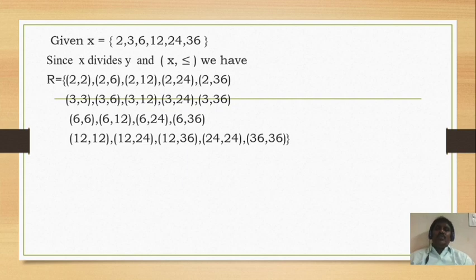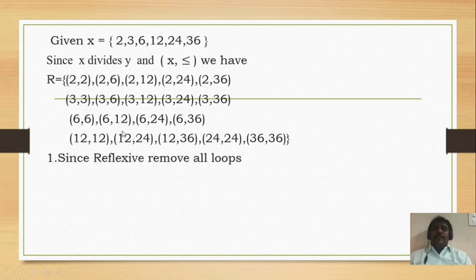Now 36 is also having only one case, that is 36 comma 36. Our condition is less than or equal to and x divides y. So these are the conditions, and these are the values of the relation. So first of all we have to see that the first condition of a Hasse diagram is we have to remove all the self loops.